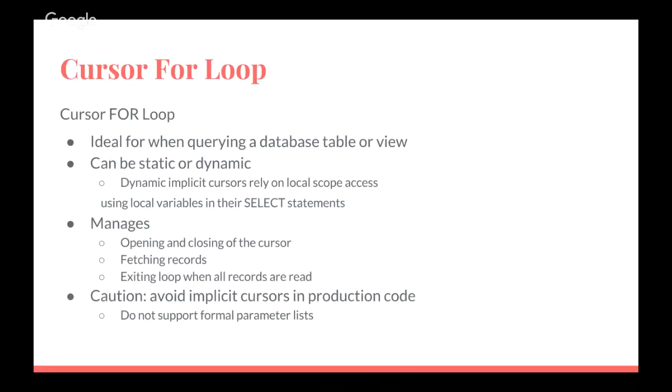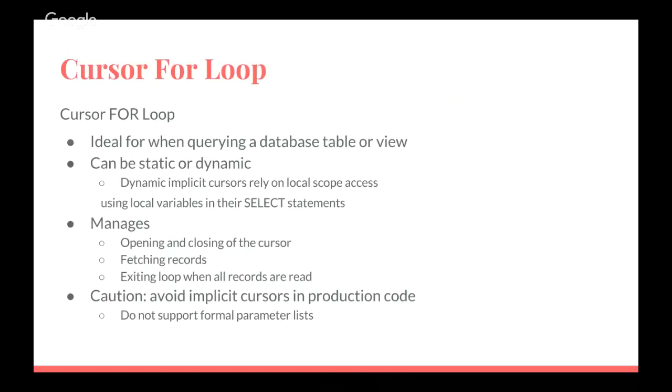A cursor for loop is ideal when querying a database, table, or view. It can be static or dynamic. Dynamic cursor for loops rely on local scope access using local variables in their select statement. Cursor for loops manage opening and closing of the cursor, fetching records, and exiting the loop when all records are read. There is one caution: avoid implicit cursors in production code.